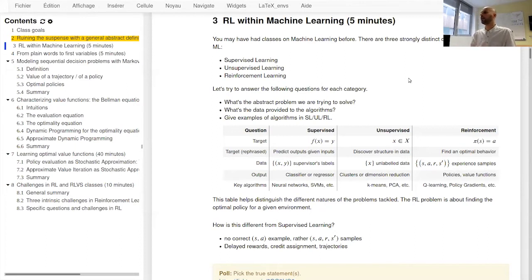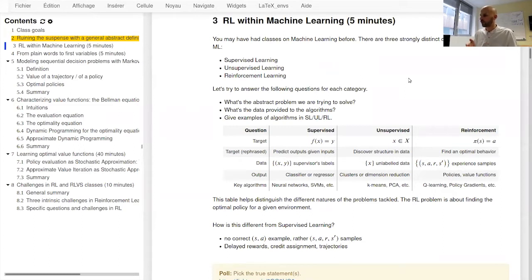Reinforcement learning, on the other hand, is a bit like supervised learning, concerned with learning a function. It is concerned with learning a function that represents a behavior. This function maps states or observations to commands or actions. This function, which we will write pi, and in this present case, I write it pi of s equals a, we wish to learn so that it represents an optimal behavior.